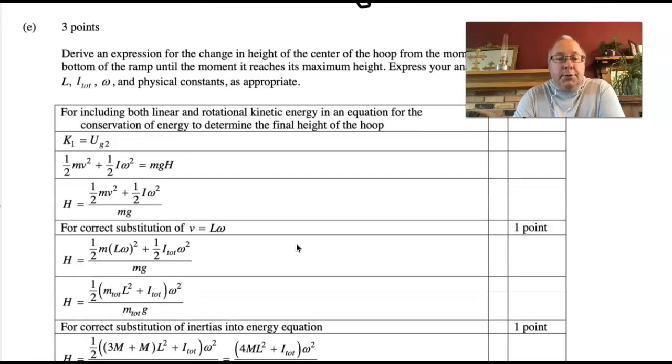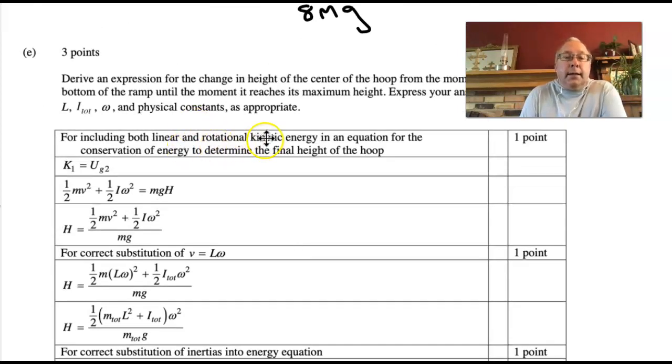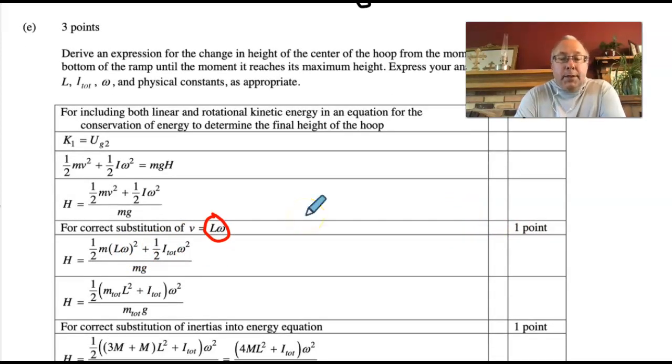Okay, so what's their point distribution for this one? For understanding that you have both linear and rotational kinetic energy in the equation for conservation of energy, they give you a point for that. So you want to write these things down, and then you get another point for the correct substitution. So this one's really interesting, isn't it? For realizing that translational velocity is r omega, and substituting then L omega for that, you get another point for doing that. And then finally working it down and getting the right algebra. So getting to the end is going to be your last point.